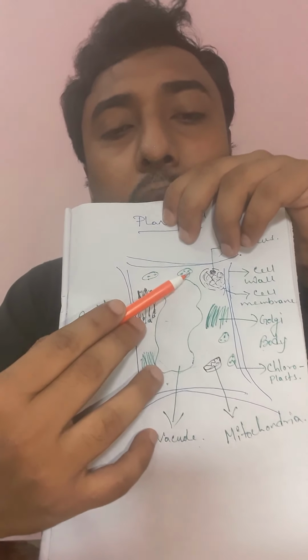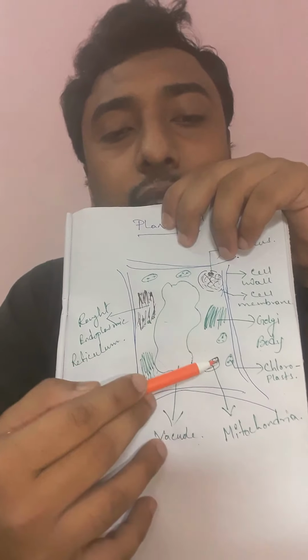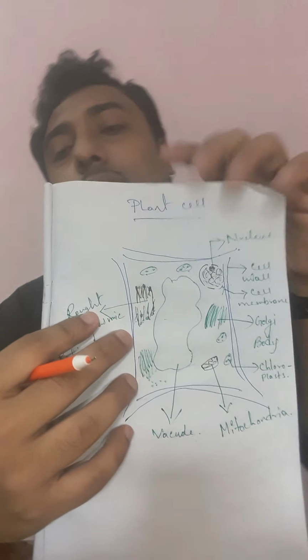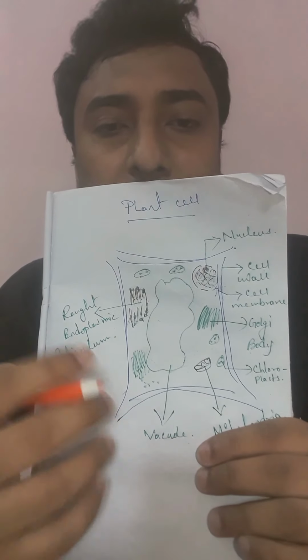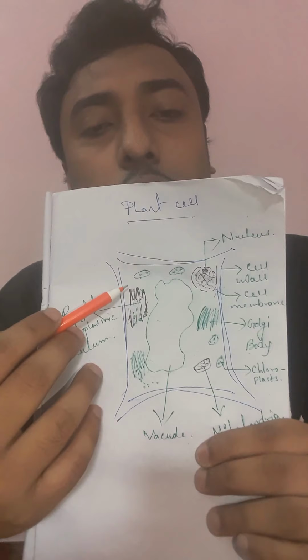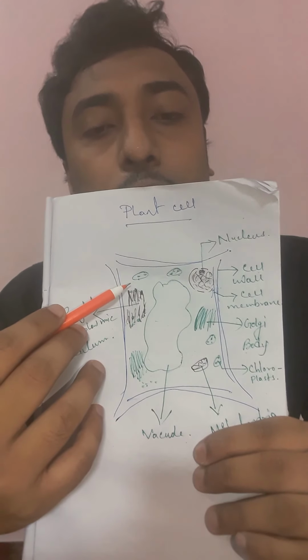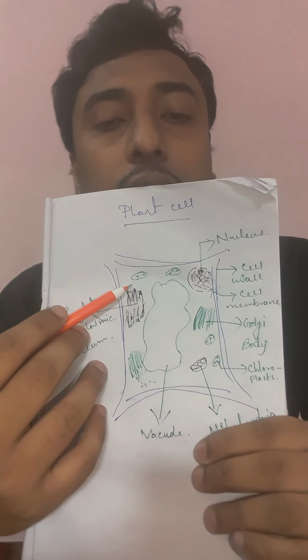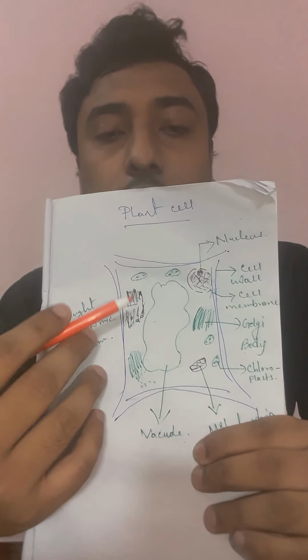Also in plant cells, plastids are present, which are absent in animal cells. What is plastid? Plastids help in photosynthesis. That's why plants are autotrophs. They can produce their own food, but we cannot produce our food. We are heterotrophs. We depend on others for food, as we don't have plastids. But in the case of plants, they have plastids.